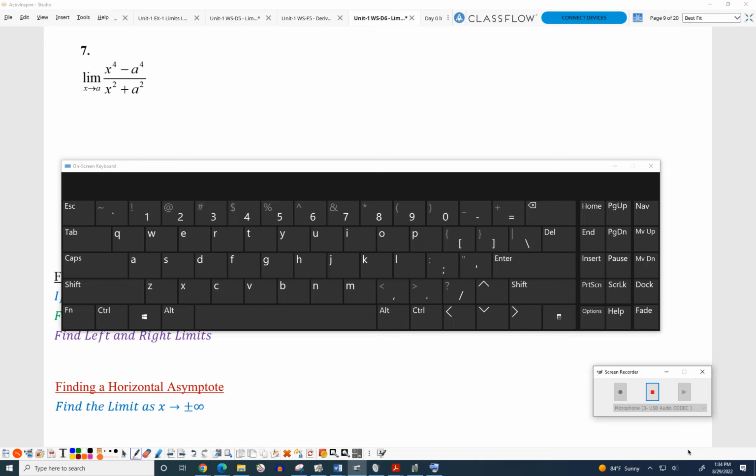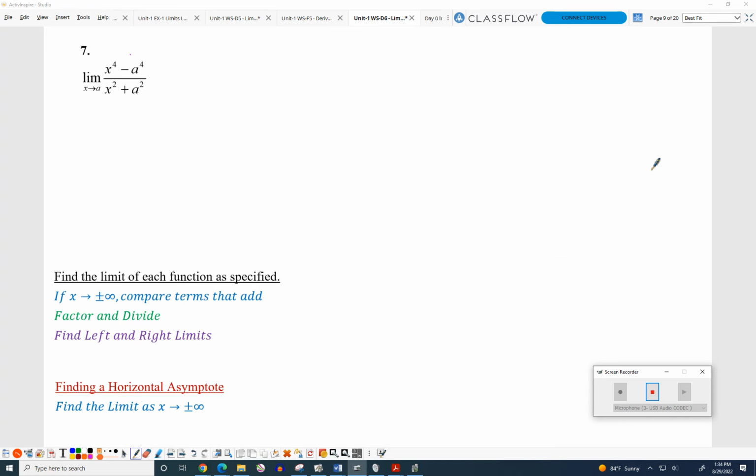Okay, so again, A is just a constant. So can anyone see how to factor anything in this problem?